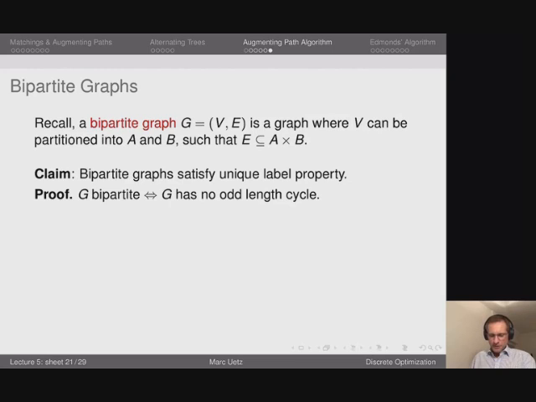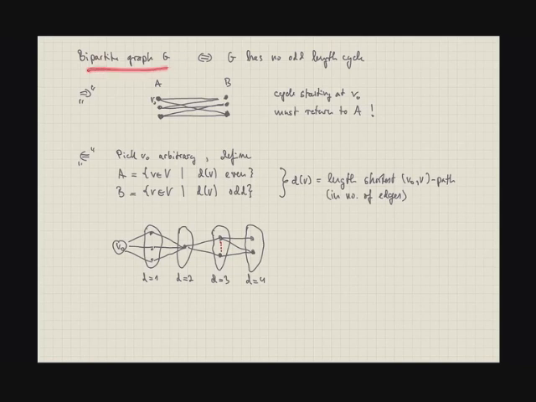And the proof goes by showing that bipartite graphs are exactly characterized by the fact that they do not have odd length cycles. Let us quickly see why this is true. So we have a bipartite graph, and what we want to show is that this holds if and only if the graph has no odd length cycle. The forward direction is the simplest one.